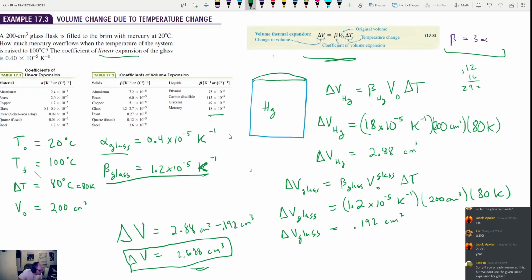Sorry if you already answered this, but we don't use the given linear expansion for glass? That's fine. The reason why we don't use this is because this is a volume expansion, and the glass is going to be expanding all around. So the circumference of the glass will increase, the thickness of the glass will increase. Basically, all dimensions of the glass are going to increase, right? So that's why we have to convert this into the volume expansion, and you do that by using this expression here. Does that make sense why you do that, Kate?